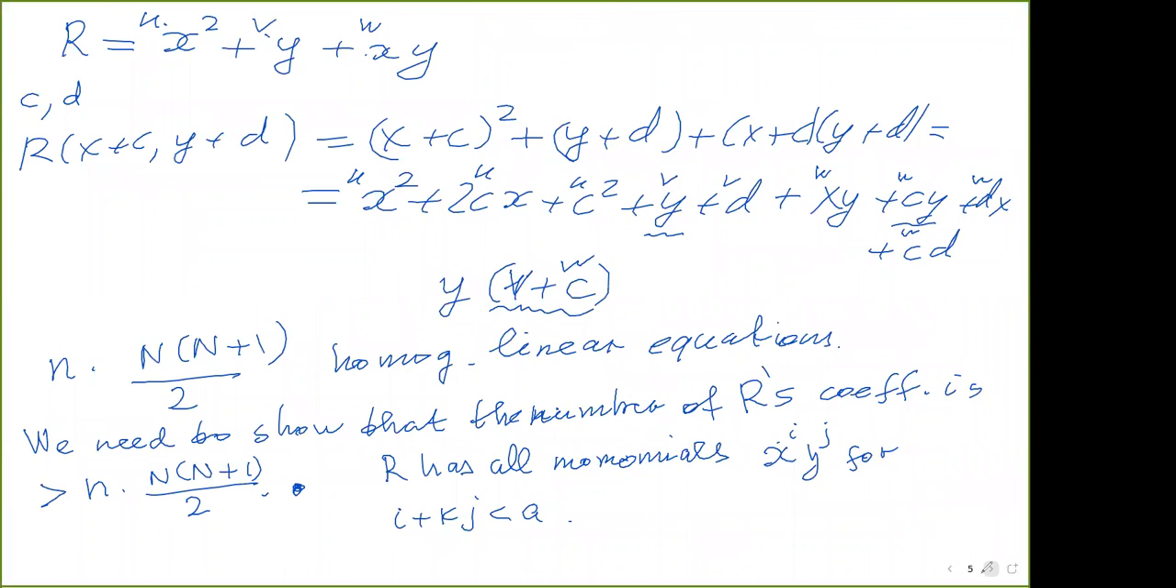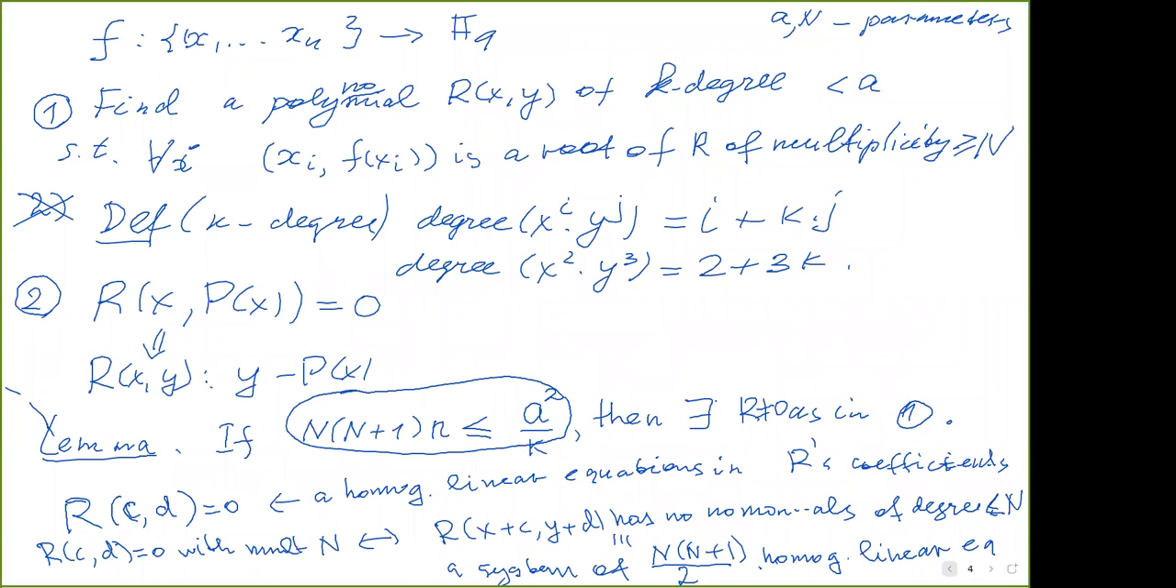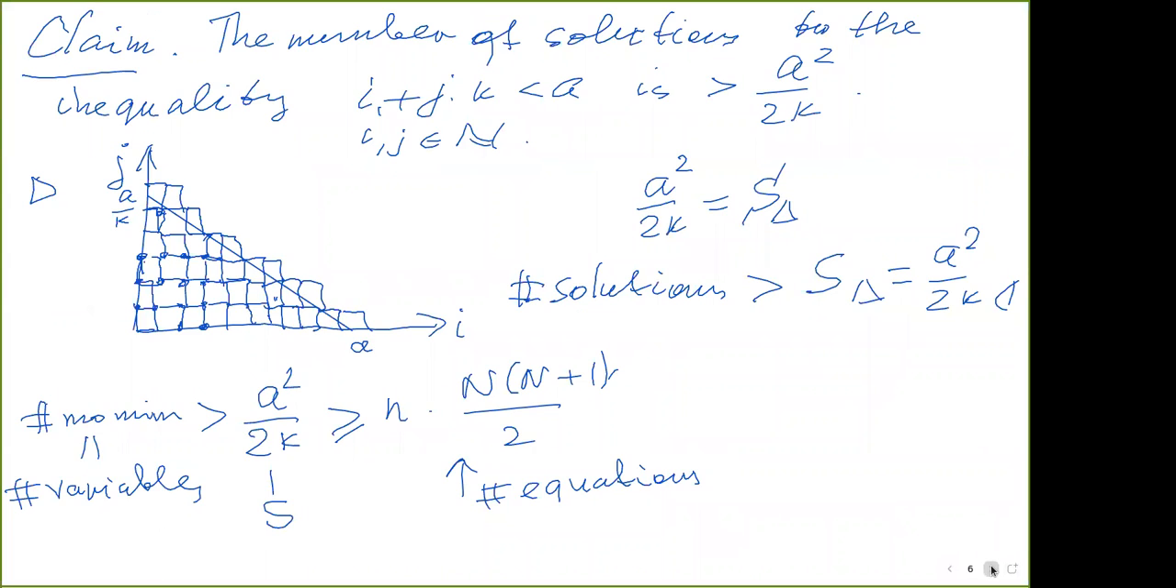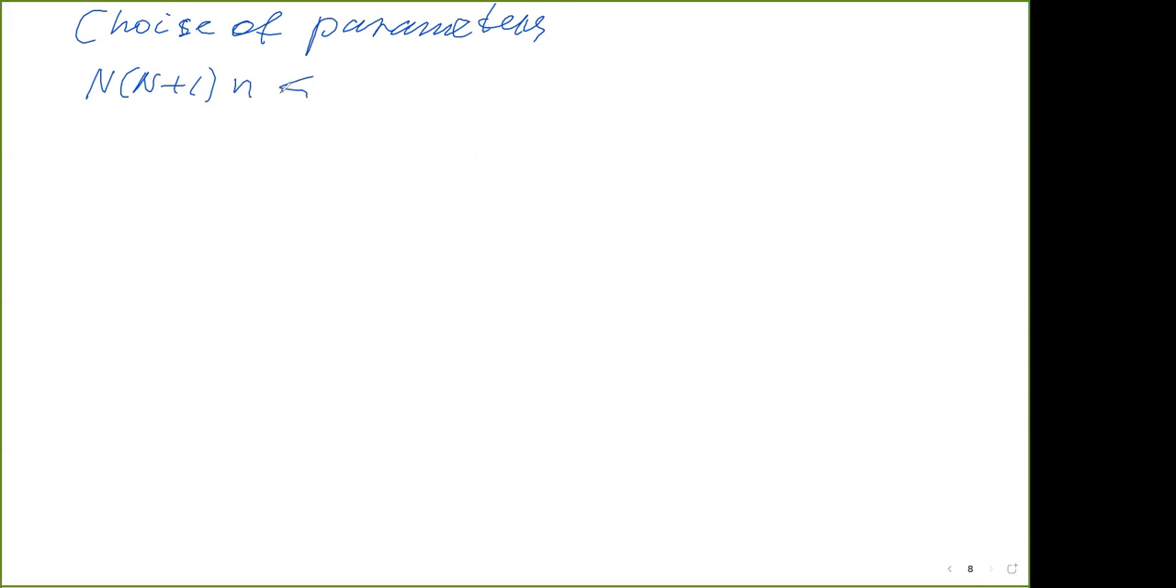So we need, in the beginning, what do we know? Let's see what we have used. We have that inequality. So, choice of parameters. We need to choose the parameters so that n times n plus 1 times N be strictly less than A squared over k.